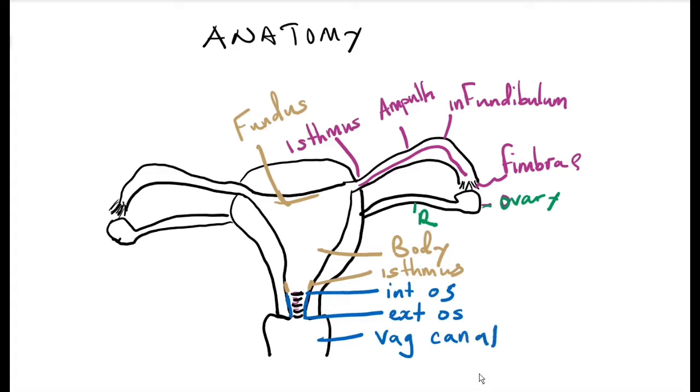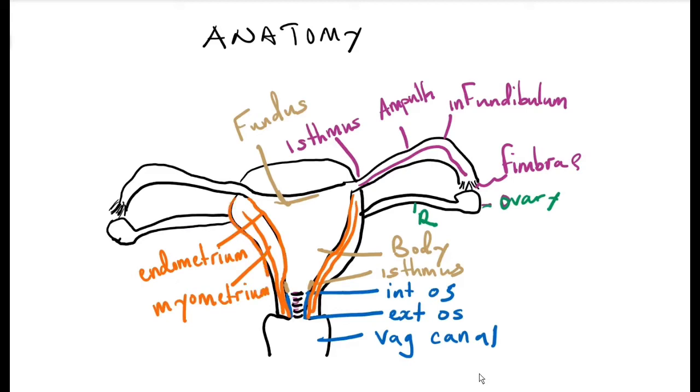Now the layers of the muscles of the uterus: this inner lining here that goes all the way here is called the endometrium of the uterus. It's a thin layer. This muscle bulk here, the middle layer, is the myometrium. And you have an outer layer here, which is known as the perimetrium.